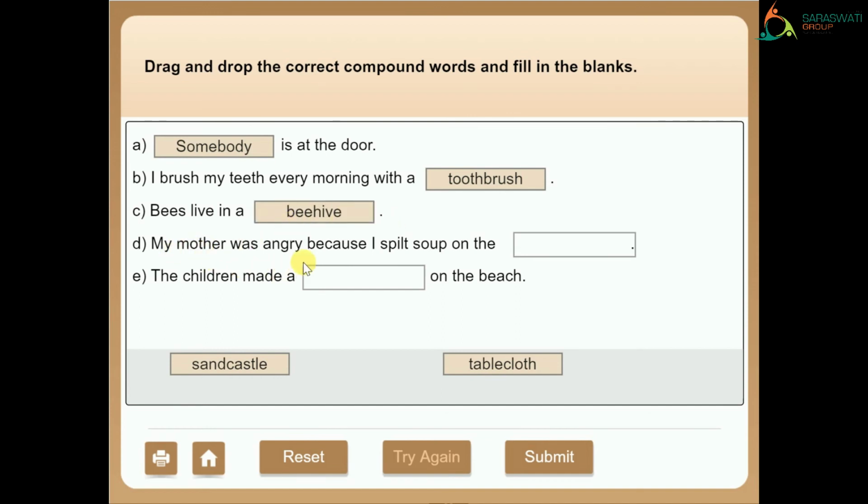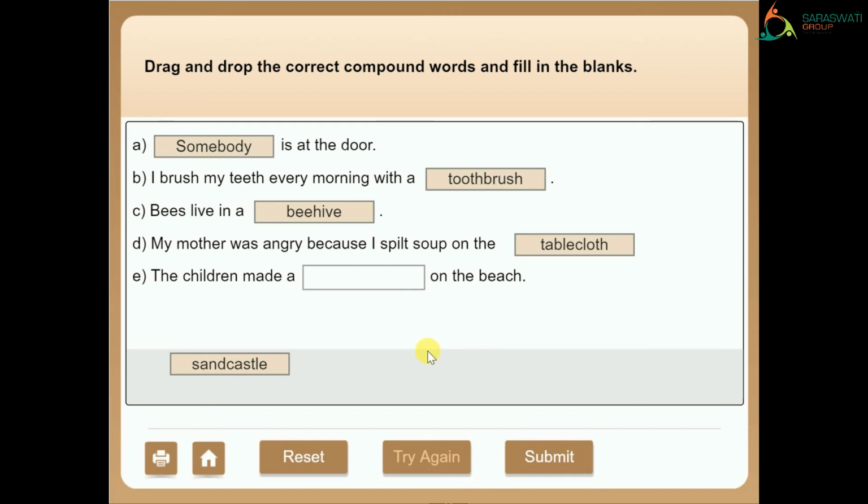My mother was angry because I spilled soup on the dash. No, then tablecloth. Yes, as I am sitting at the dining table and having my soup, so by mistake I had spilled my soup on the tablecloth and my mother was angry.